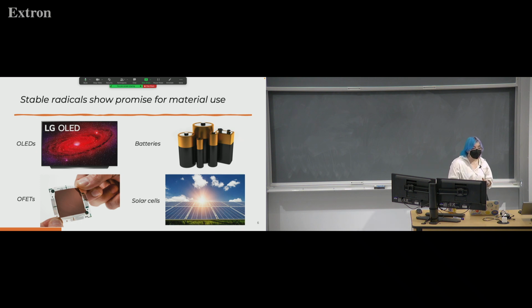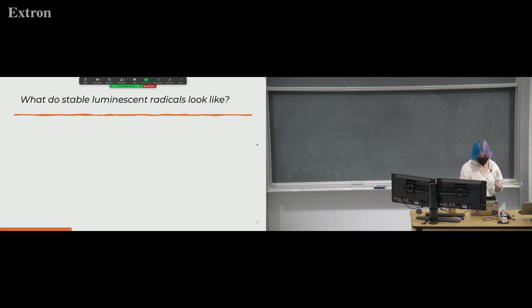But something we also need to consider in addition to the stability of the radical for these kinds of materials is its ability to emit light. Particularly with OLEDs, the light emitting aspect is important, and so we want to see if we can make stable radicals that also are capable of luminescing and therefore emitting light. So what does that look like?